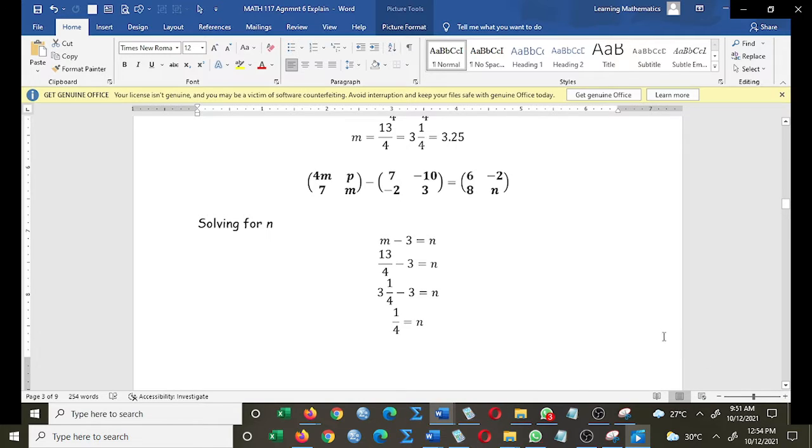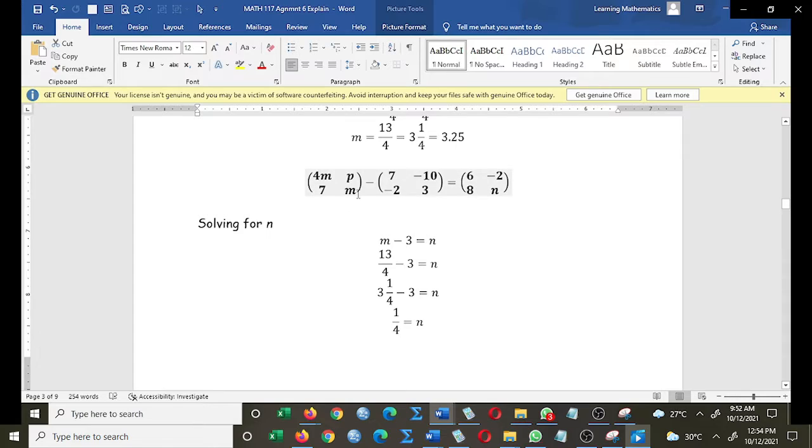Yeah, what's on your mind? Share with us. I just didn't get to see the last part. What happens after finding M? After we find M, then we have to find N. Solving for N, you see? So solving for N now we have to use the elements that occupy the second row and the second column, because that's where N is.